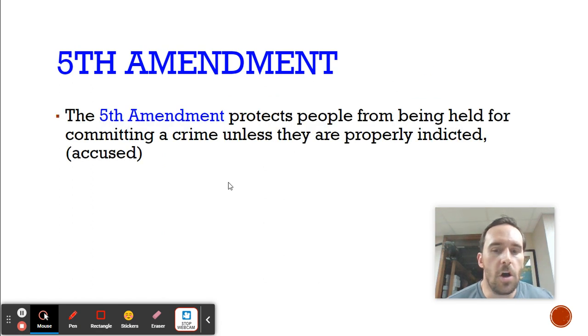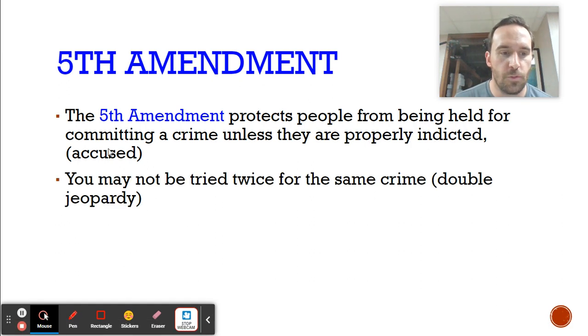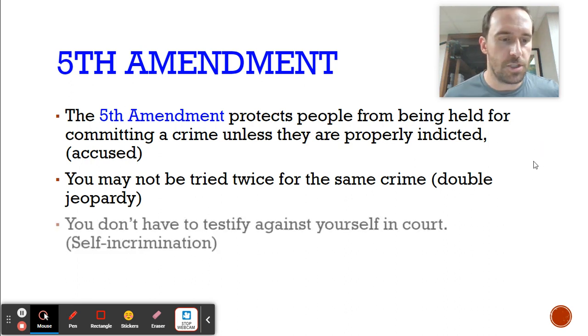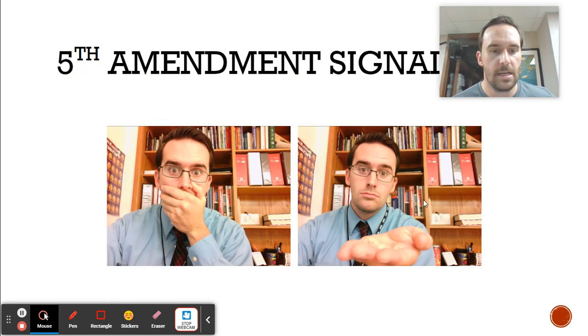Fifth Amendment was also talked about in Unit 5. It protects us from being held for committing a crime unless we are properly indicted. We start to get into the rights of the accused here. It also says that you cannot be tried twice for the same crime. That's called double jeopardy. You do not have to testify against yourself. That's the freedom from self-incrimination. Another way of saying this is that you have the right to remain silent.